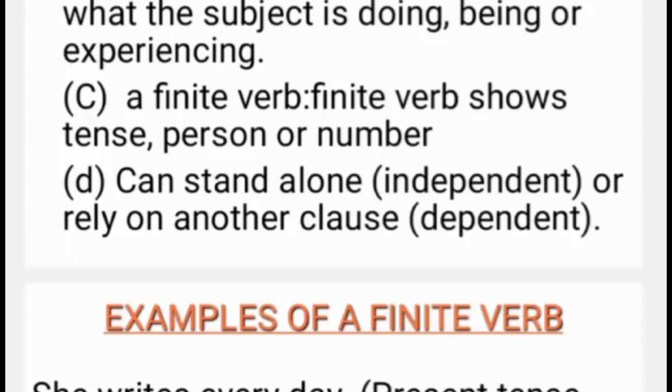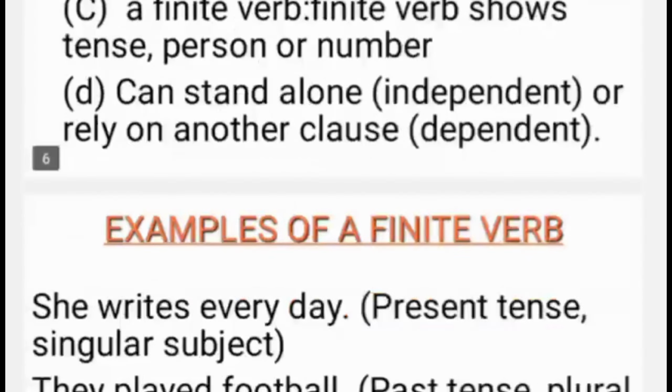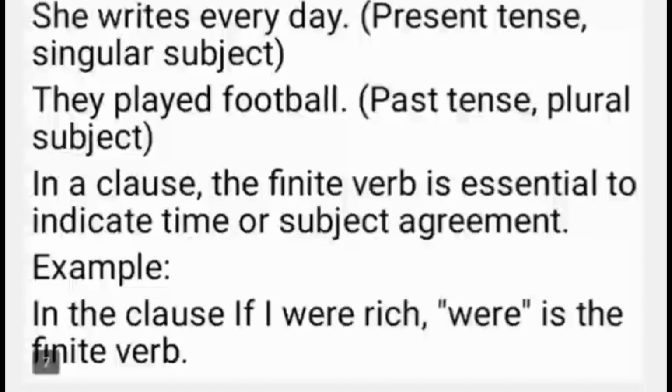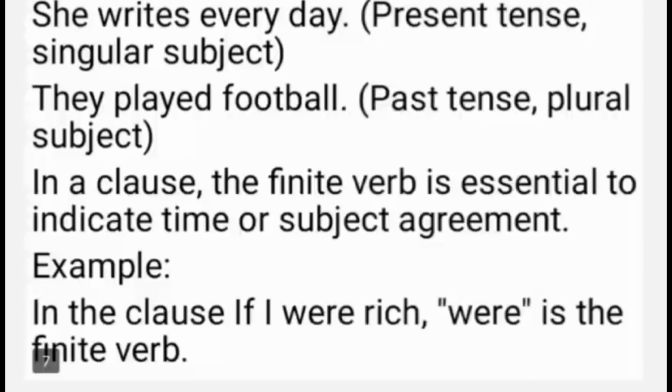Then a clause can stand alone if it is an independent clause. But it can rely on another clause if it is a dependent or subordinate clause. Examples of a finite verb. She writes every day. Present tense, singular subject. She is the singular subject. Writes is present tense. They played football. Past tense, plural subject. They is the plural subject. Played is the past tense.